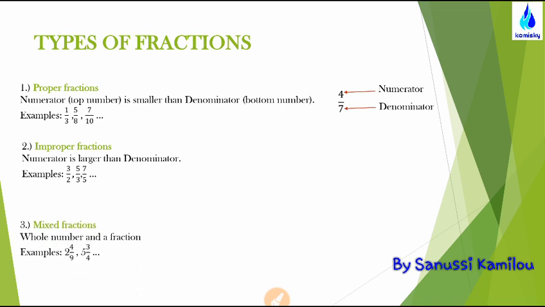Type 3, mixed fractions. They are fractions that are having whole numbers and at the same time fraction. So look at the example. 2 over there, 2 whole number, 4/9. This is how we read it. 2 whole number, 4/9. The 2 is a whole number and the 4/9 is a fraction. That's what we are talking about.